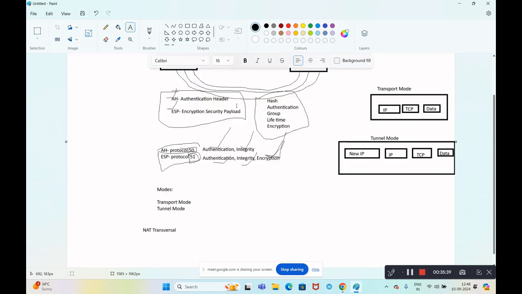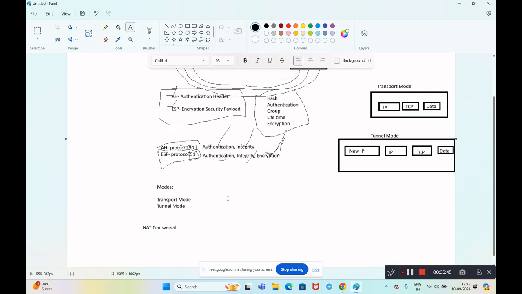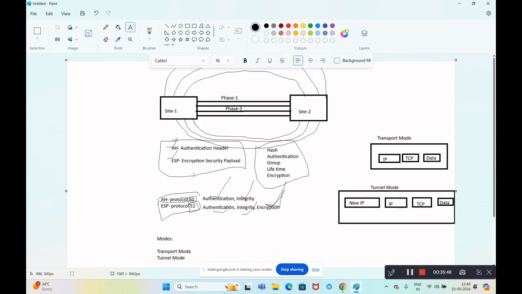So to mitigate this issue, there is a concept called NAT traversal. NAT traversal will first check whether the two sites support NAT or not. In the first two messages, we have discussed the 6 messages in the main mode, right? So in the main mode itself, it will send another payload with NAT traversal between site 1 and site 2.